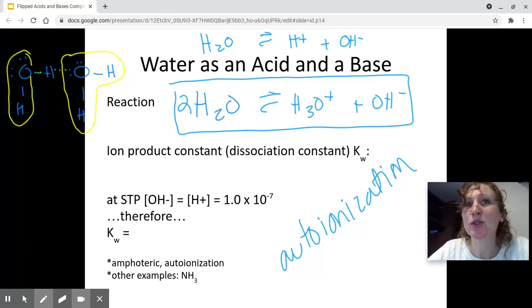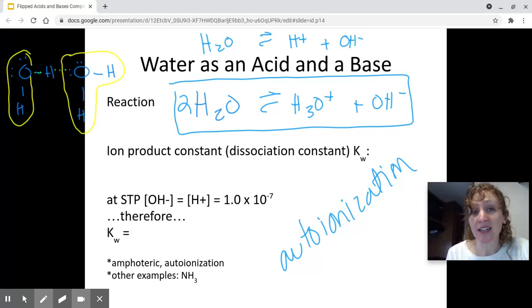Now, it doesn't do this to a great extent. Not very many collisions of water molecules with other water molecules end in a successful reaction. Most of the time, they just bounce off of each other, right? But sometimes they do collide with just the right amount of energy, the right orientation. The reaction actually happens. And when you drink a glass of water, you are drinking hydrogen and hydroxide ions. Not in a huge quantity, but you are actually drinking ions.